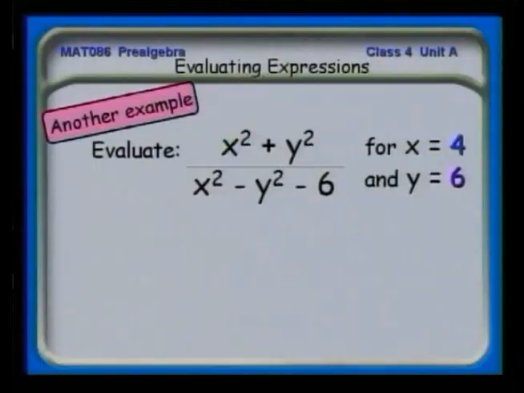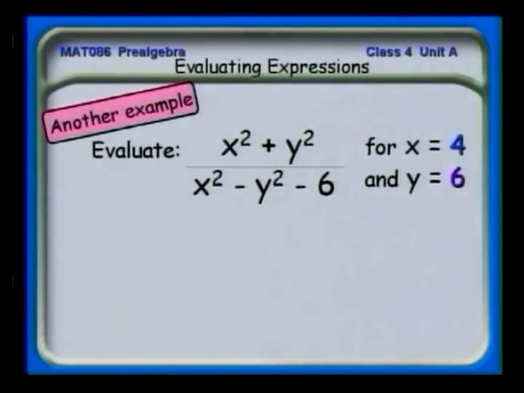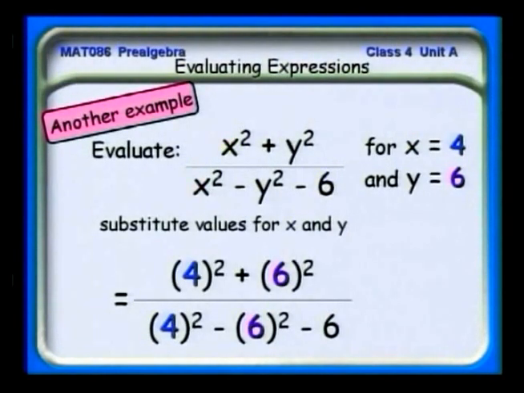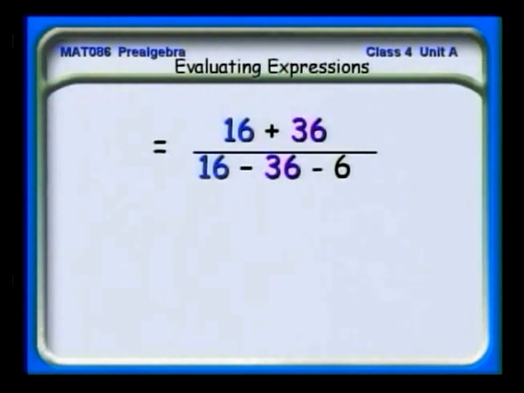Let's go on. Here's another expression that we can evaluate. It's a little bit more complicated. We're going to use x equal to 4 and y equal to 6. As we did before, we substitute those values, 4 and 6, into the appropriate parts of the equation. Then the next thing I'm going to do is perform the square operations because I need to take care of those exponents to the powers. 4 squared will be 16, 6 squared will be 36, and I will get this expression.